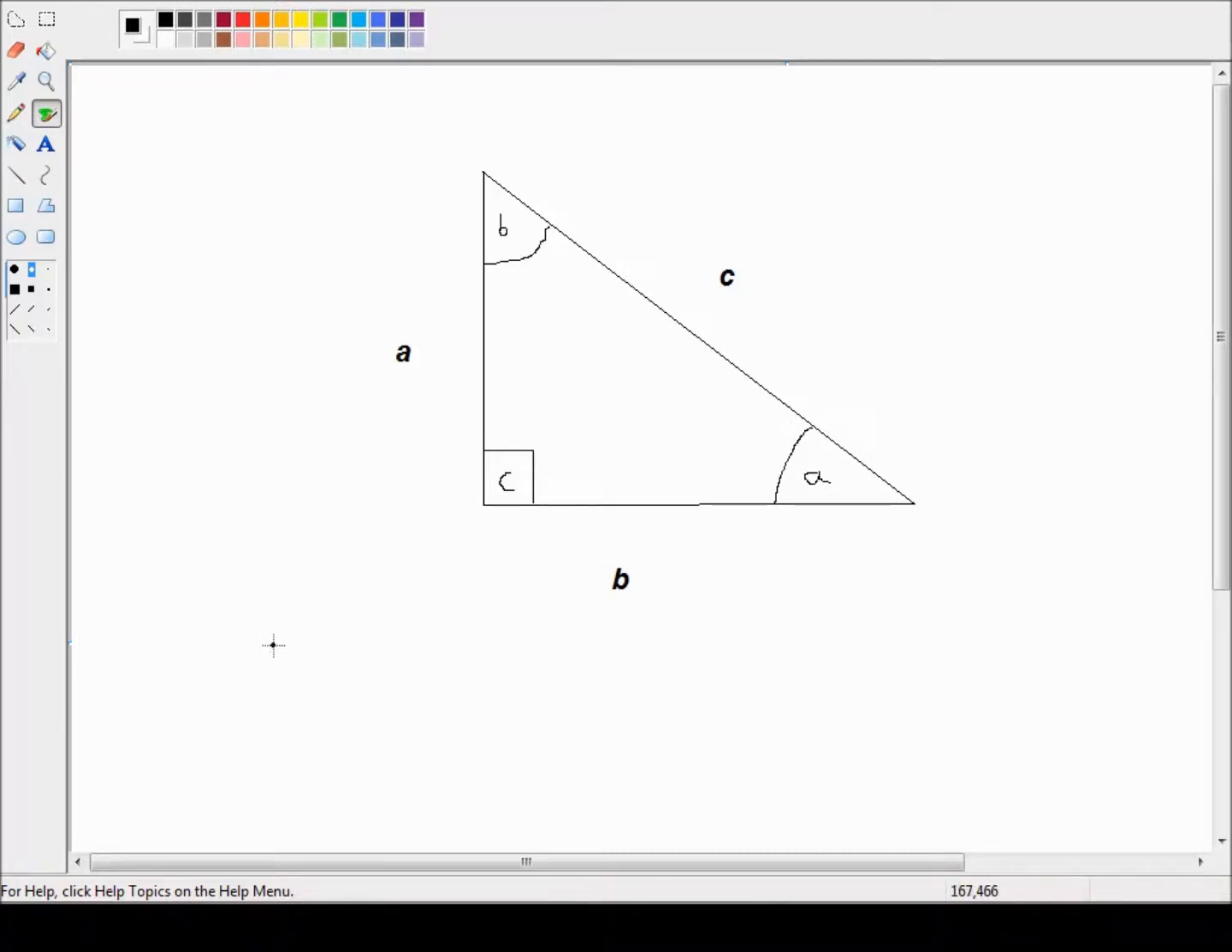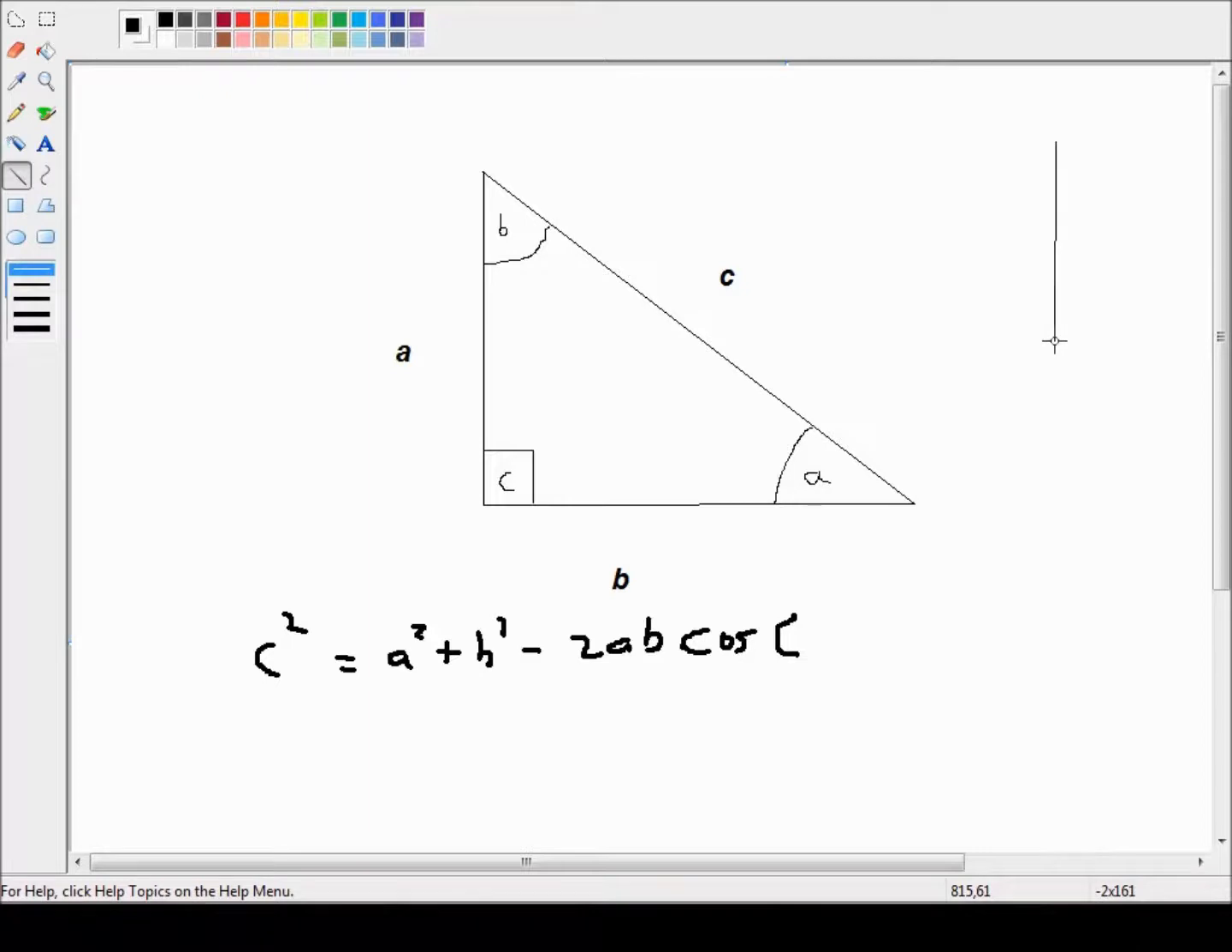So the cosine rule will tell us that c squared is equal to a squared plus b squared minus 2ab cos c. Okay, fair enough, but what is cos c? Well, c is 90 degrees, and if we can remember our unit circle, I can quickly try and sketch out a quick unit circle here.